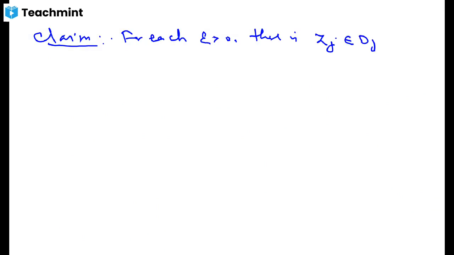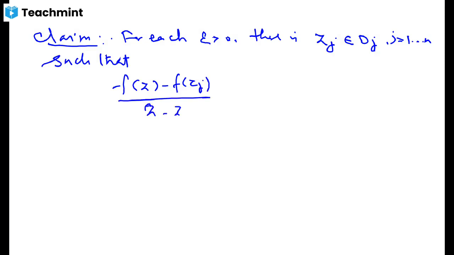Next, we claim that for each epsilon bigger than 0, there is a point zj in a certain partial square, where j is equal to 1 to n, such that we have this inequality: the absolute value of (f(z) minus f(zj)) over (z minus zj) minus the derivative of f at zj, because the function is analytic and the derivative is well defined here, is less than epsilon.